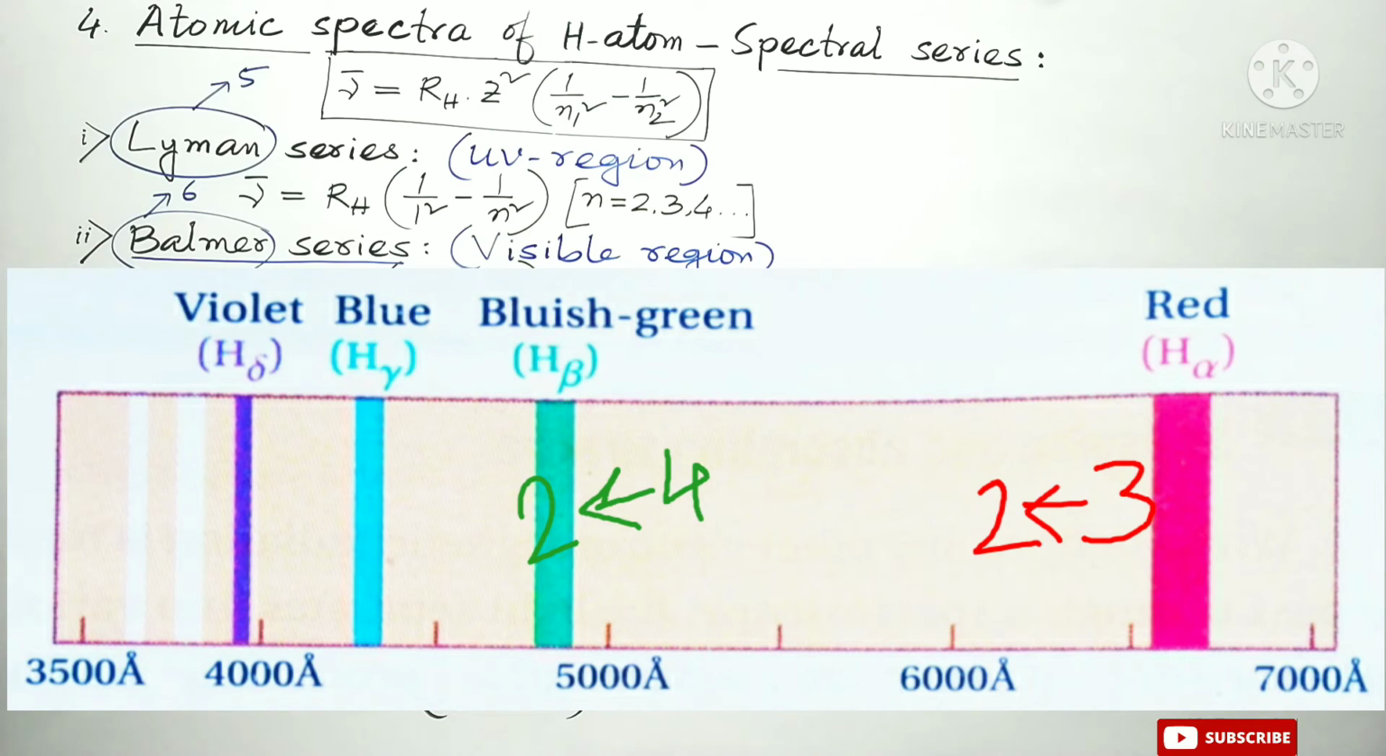This H beta line is of course obtained due to the transition from fourth orbit to the second orbit. This H gamma line is obtained for the electronic transition from fifth orbit to second orbit, and this H delta line is obtained from the electronic transition from sixth orbit to the second orbit. So this is a very important concept. This question has been set several times in many competitive exams. You can find it in JEE Mains, NEET several times. Okay. So these are the 4 lines that are found in the visible region of electromagnetic radiation, right?